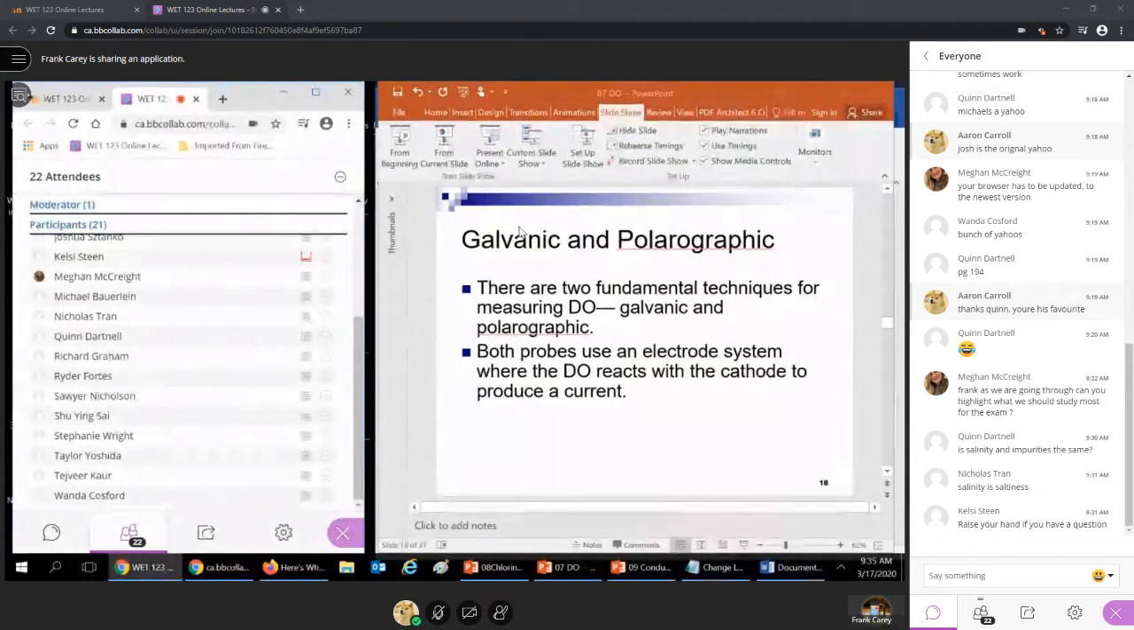I'll post a video later on how to maintain them, the membrane type sensors.